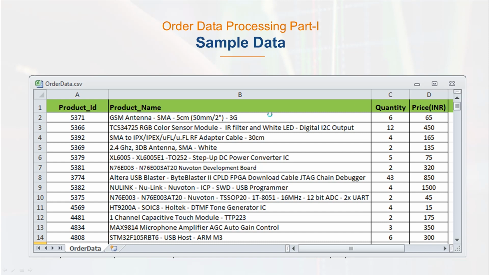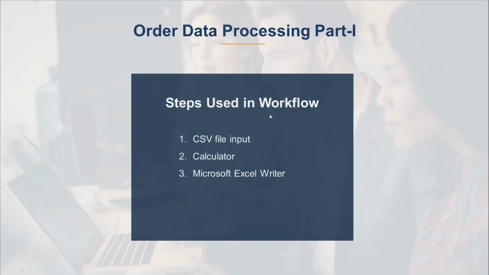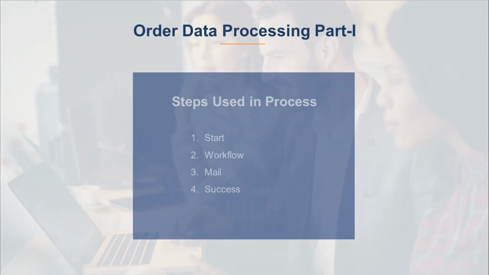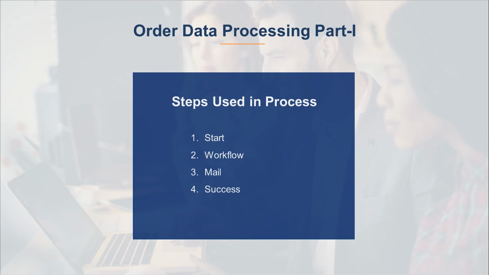To implement the workflow scenario, we will create a workflow and we will use 3 steps from Process Studio. First is the CSV file input step, which is used to read the data from the CSV file, then the calculator step for data processing, and then the Microsoft Excel writer step for writing output data in a Microsoft Excel file. In case of the process, we'll create a process and we'll use 4 entries of Process Studio, that is start, workflow, then mail and then success.